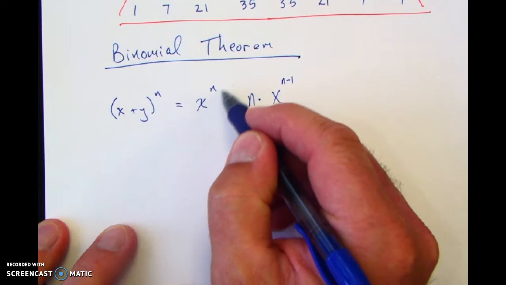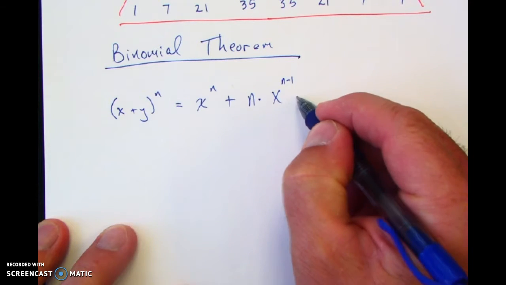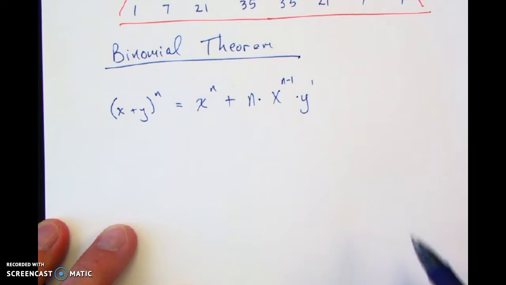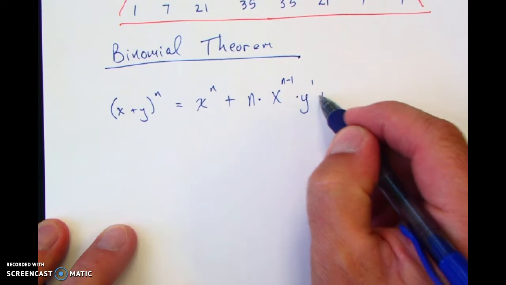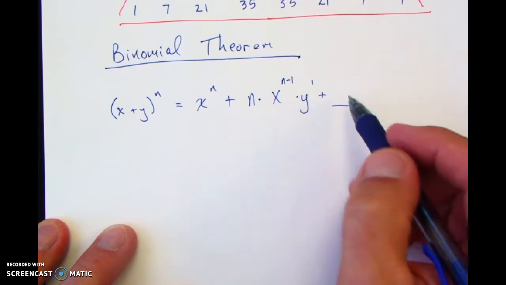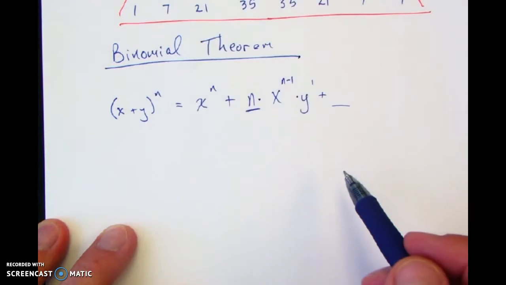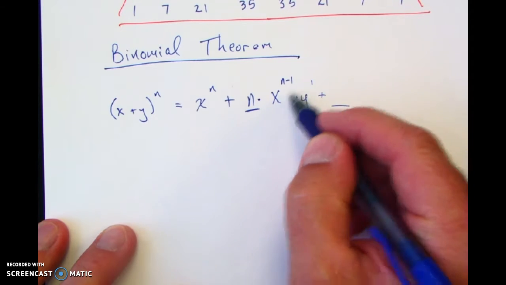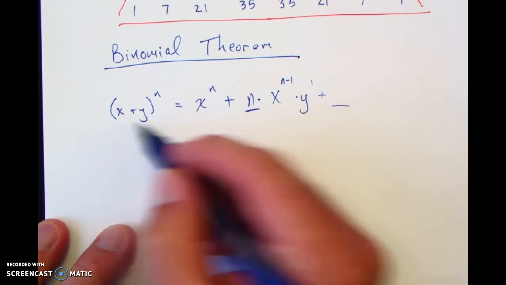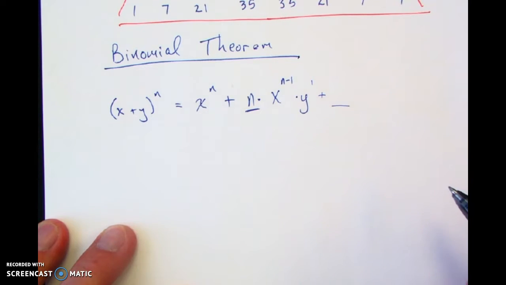Now here was basically y to the 0 power. So now here we're going to say it's y to the first power. And so as we continue on through this, we're going to have our leading coefficients here coming from Pascal's triangle. And then we have our exponents counting down for the first term and up for the second term.